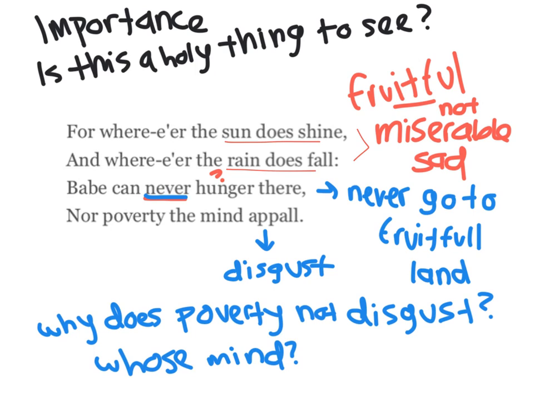So thinking about the importance a little bit now that we've looked at this, we ask this question we've been asking again and again: is this a holy thing to see? These children not being allowed in this fruitful land and stuck in their miserable and sad one mentioned in the previous stanza, and people's minds which poverty does not disgust. So we're asking, is this a holy thing to see?